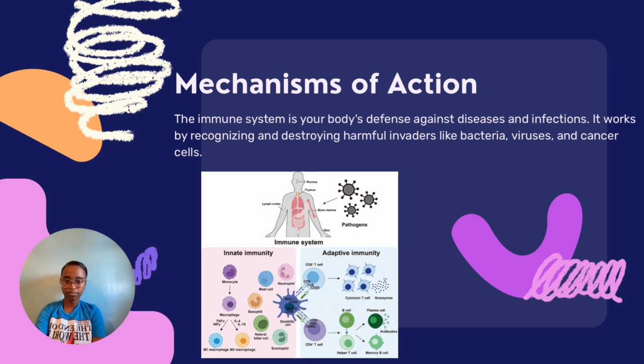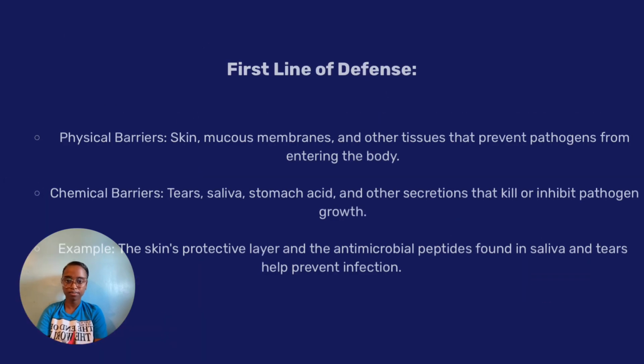Mechanisms of action. The immune system is your body's defense against diseases and infections. It works by recognizing and destroying harmful invaders like bacteria, viruses, and cancer cells. First line of defense: physical barriers, skin, mucous membranes, and other tissues that prevent pathogens from entering the body.